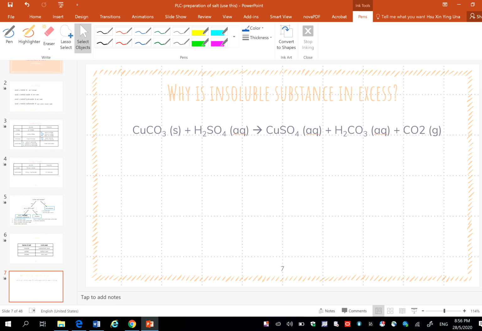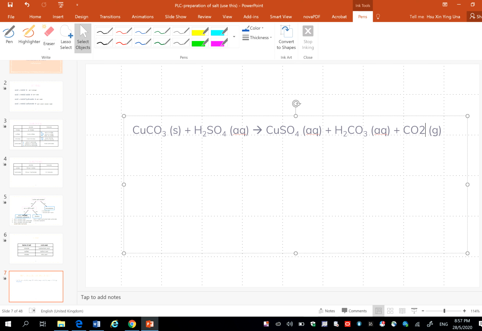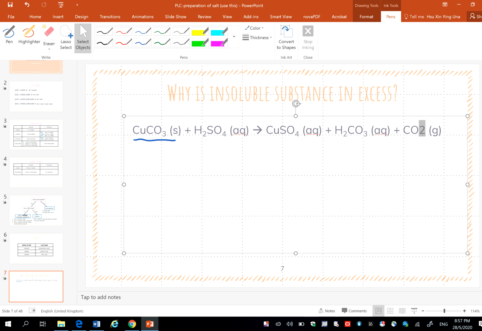Based on this method, I know that I need to use acid plus an insoluble reactant. Let's take a look at why we must make sure that the insoluble reactant, in this case copper(II) carbonate, must be in excess. When you first start the reaction, you will notice that there are quite a lot of things, and it is not easy to actually remove the other reactants.